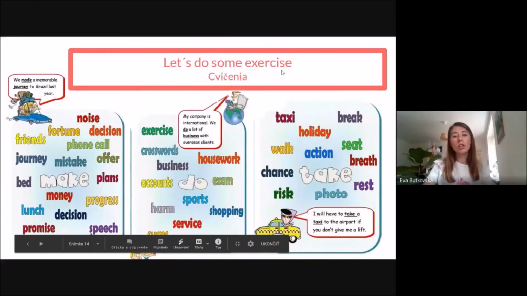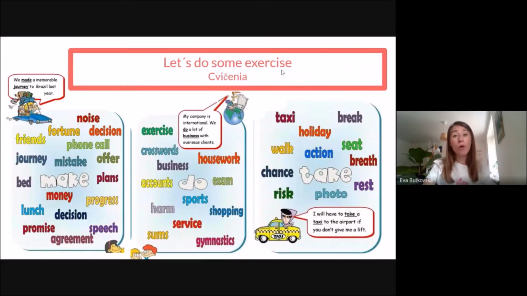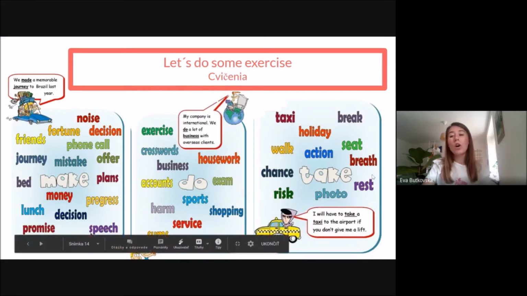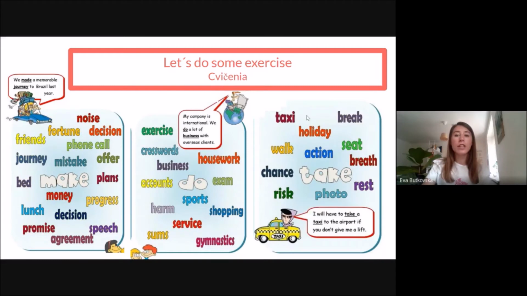Now we will move on to some exercises, but before that I want to say a little note from myself. Why did I choose this topic? It is important to learn basic vocabulary and basic verbs such as make, do, and take, which come with different nouns and create new expressions. So you can build your vocabulary with basic verbs and you will express yourself even better.